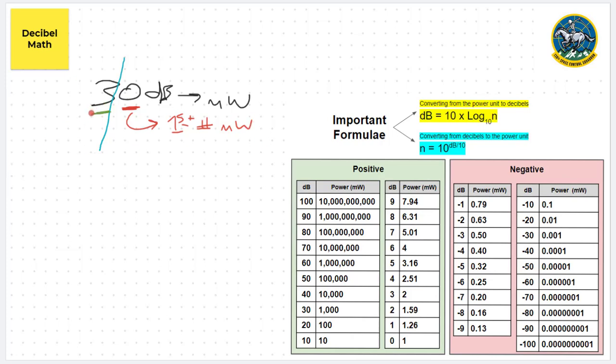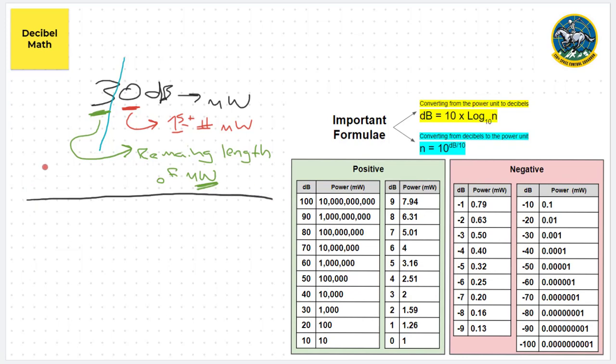And the first number of our decibel is going to represent the remaining length of our milliwatt conversion. I can't write super well with these tablets, and I spelled remaining wrong. Okay, so that might sound a little confusing, so let's just look at how this works here.